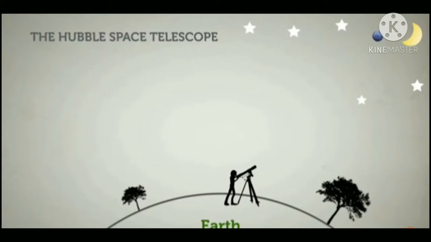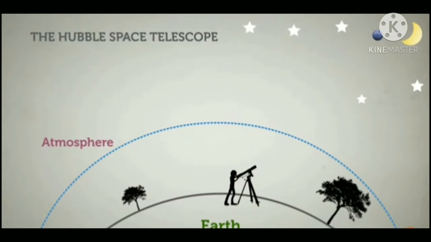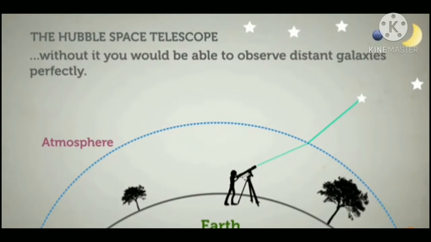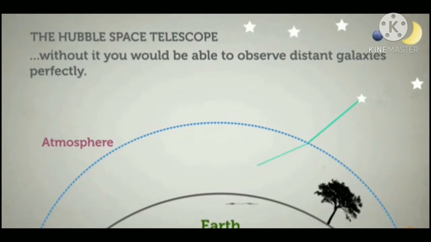The Hubble Space Telescope. Did you know that stars twinkle because the path of light from stars is obstructed by so many things, including our atmosphere? Without it, you would be able to observe the distant galaxies perfectly.